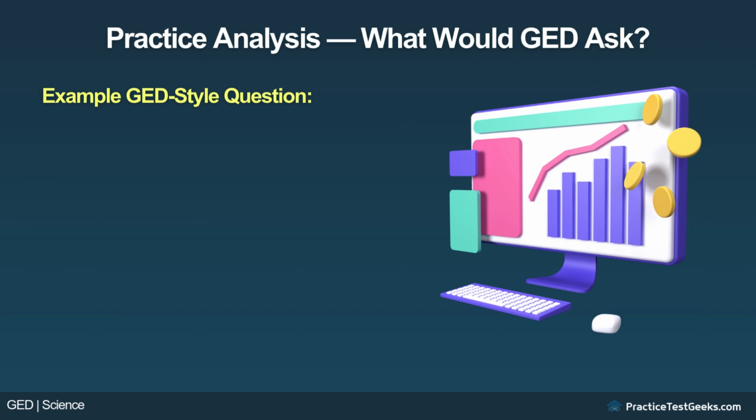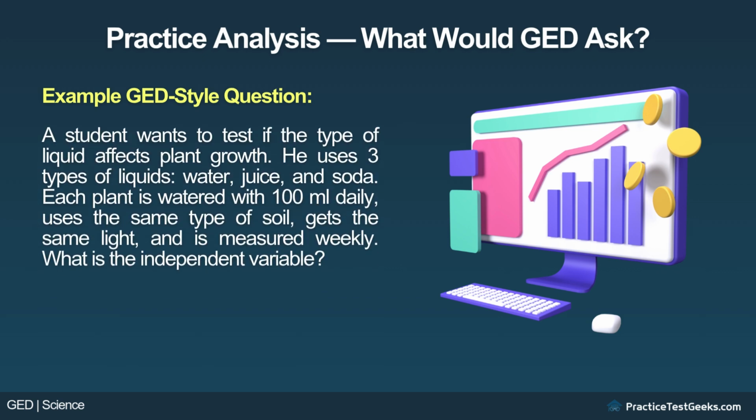Example, GED-style question. A student wants to test if the type of liquid affects plant growth. He uses 3 types of liquids: water, juice, and soda. Each plant gets 100 ml daily, uses the same type of soil, receives the same light, and is measured weekly. Question: what is the independent variable? Answer: the type of liquid. This is what the student changes in the experiment, making it the independent variable. Expect similar questions on test day, where identifying parts of an experiment is key.